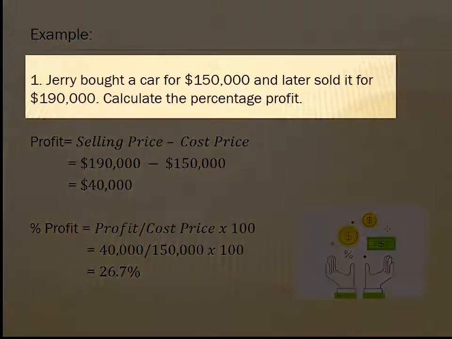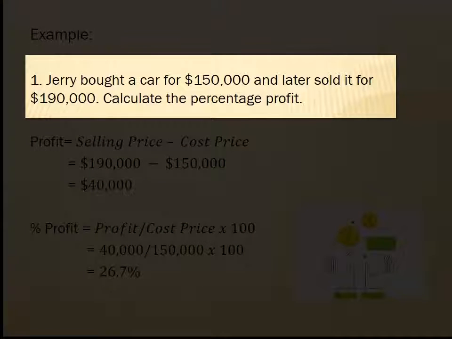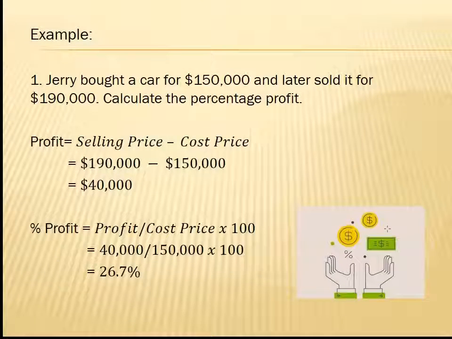In example 1, Jerry bought a car for $150,000 and later sold it for $190,000. Calculate the percentage profit. To calculate the profit, it would be selling price minus cost price, which would be $190,000 minus $150,000, and that would give us $40,000. And so to calculate the percentage profit, it would be the profit over cost price times 100. So 40,000 over 150,000, since that was the cost price, times 100, and this would give us 26.7%.